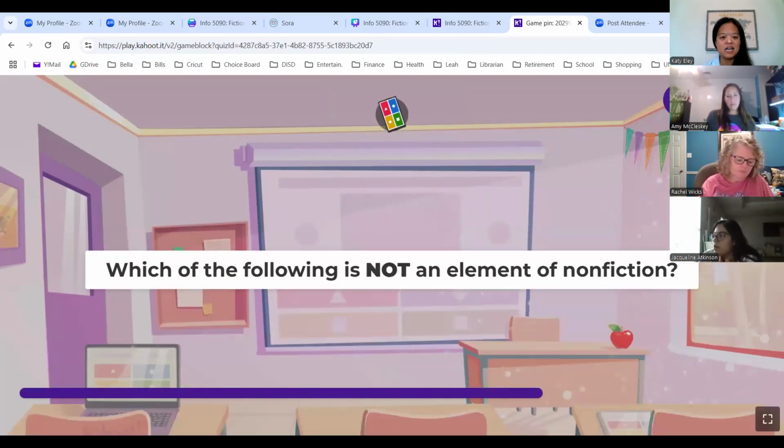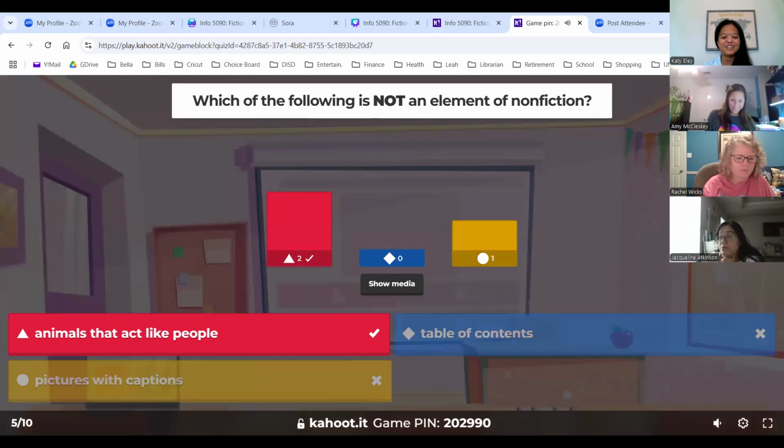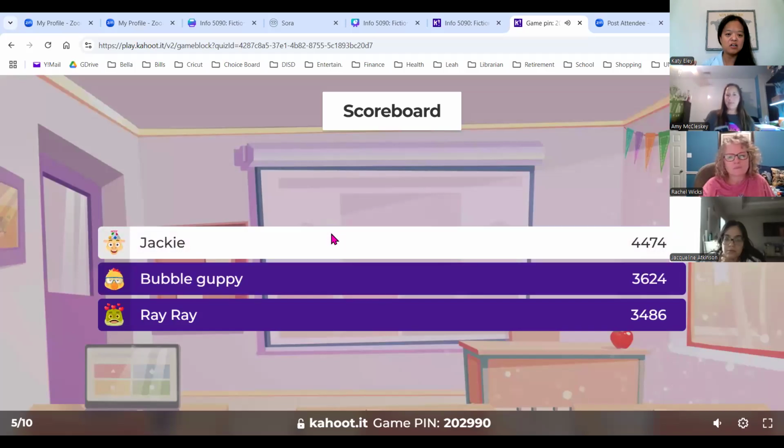Which of the following is not an element of nonfiction? Animals that act like people, table of contents, pictures with captions. Just picked the wrong one. You're right. It is animal that acts like people. Just as an example of Bad Kitty. Bad Kitty was acting like a person with a facial expression, acting bad, all the ways it could be. Good job. And that's one of the questions that I think grade level students would struggle with. I'm sure we educators know that when you ask the question, which of the following is not, that's a concept that's really hard for the students to understand.